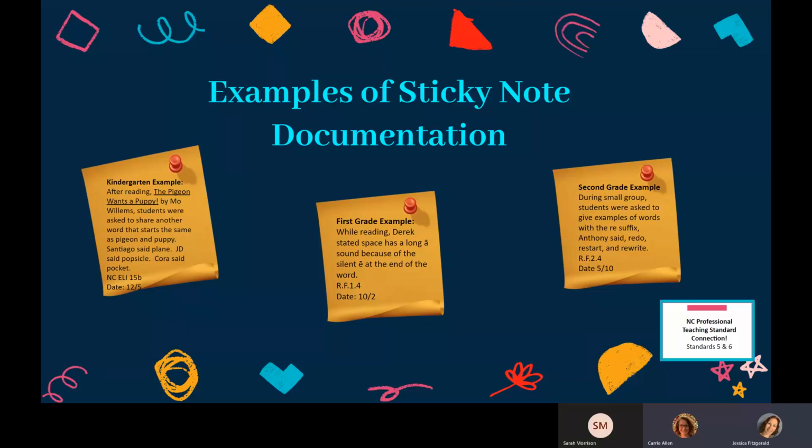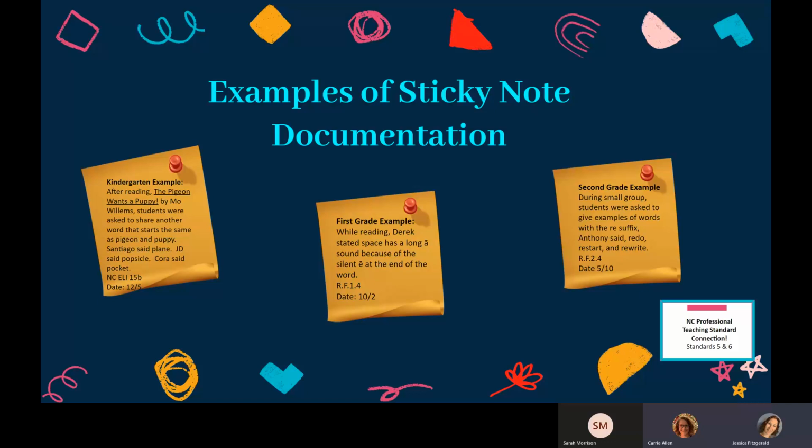A first grade example is while reading, Derek states space has a long A sound because of the silent E at the end of the word. That is an example of the North Carolina Standard Course of Study RF 1.4.